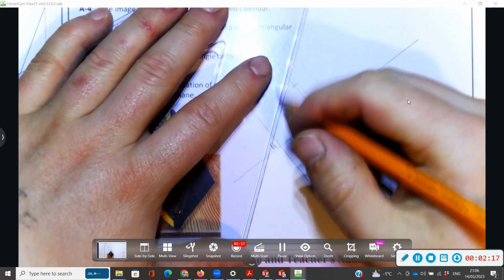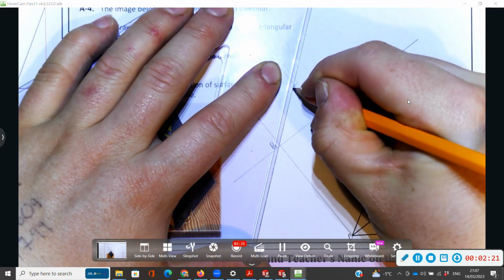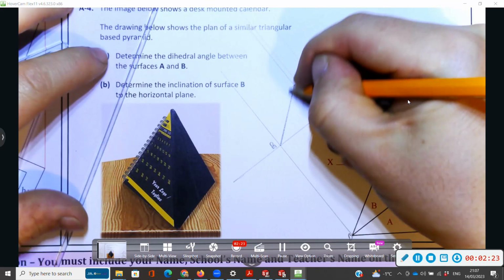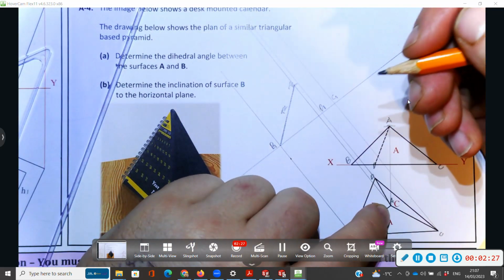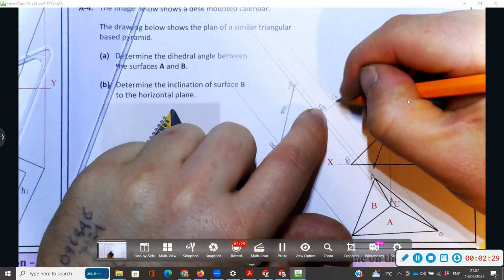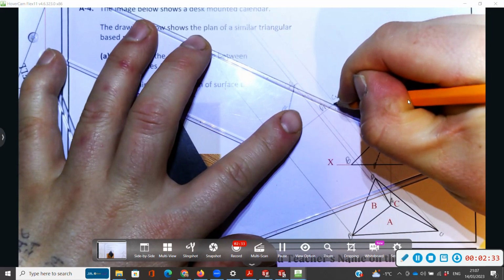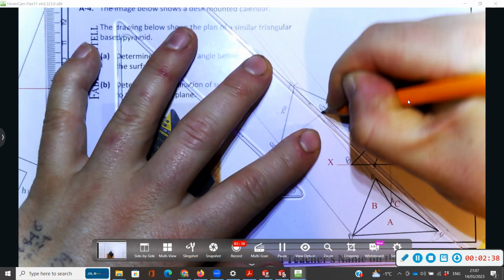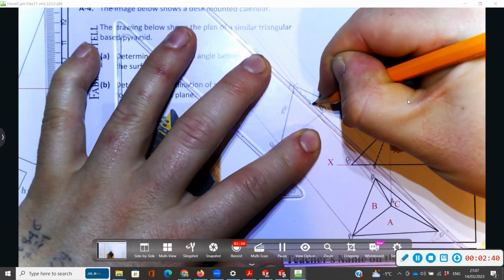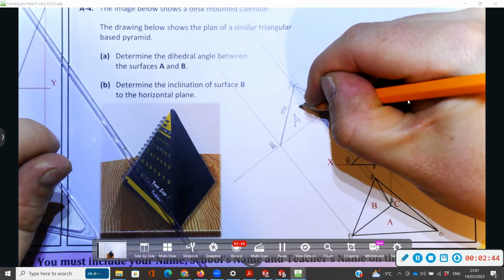Now, here's the true length of the line of intersection, A1, B1. True length. All right, here is D1 and C1. So I'm going to join C1 to A1 and D1 to A1 as well. So there we can see surface A, and then surface B is hidden behind it.